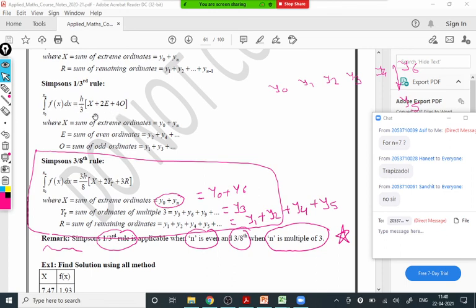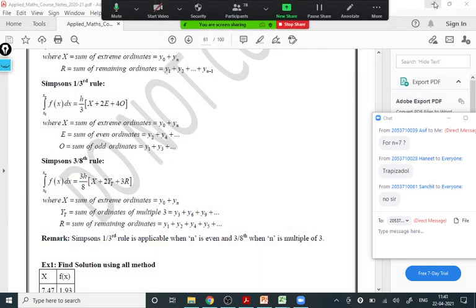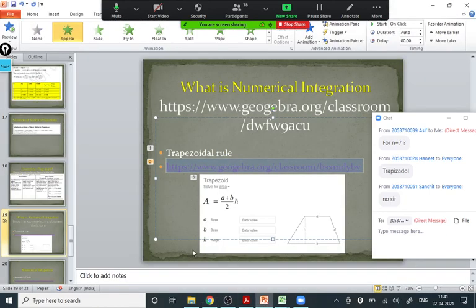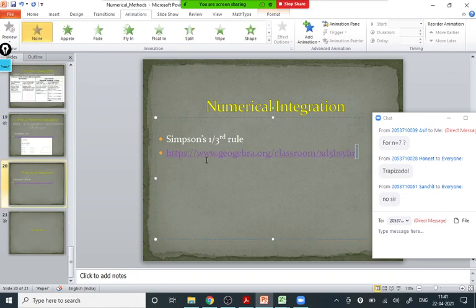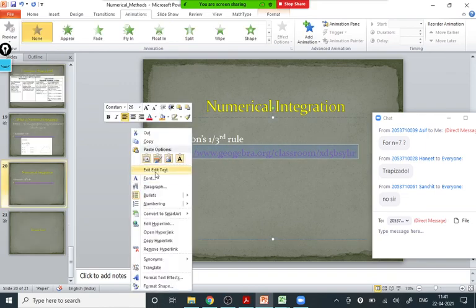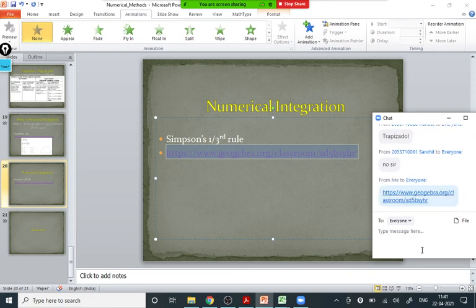I think the Simpson's 1/3 rule GeoGebra activity is there, but for the 3/8 rule I'm not able to get that activity. So I'll just share this link also, so that you can check it later on. I already told you, if you log into GeoGebra and do these activities, they will be saved with you every time. So you can use them at any time, or you will have these links in the PPT also, so that you can click on that link anytime.